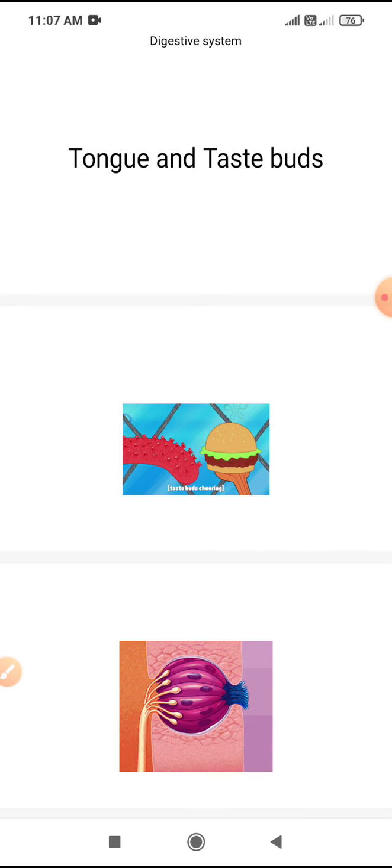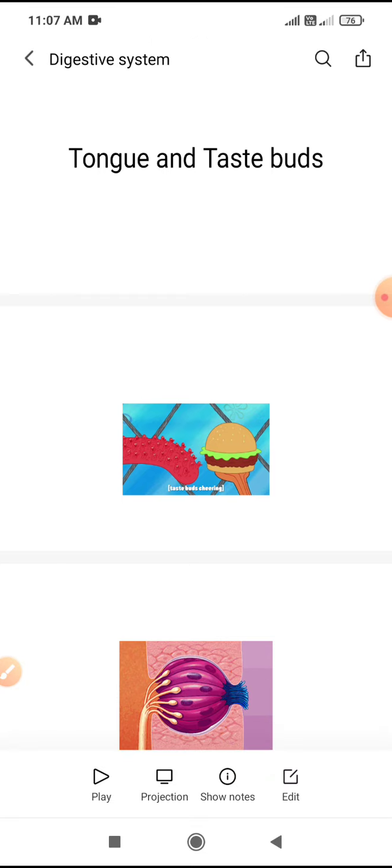How is it possible? Which part of our mouth is giving this taste to us? That is nothing but our tongue. Because of our tongue, we are able to know the taste of the food. So, in today's class, we are going to learn about the tongue and taste buds. Due to the presence of taste buds on the tongue, we are able to know the taste of the food.